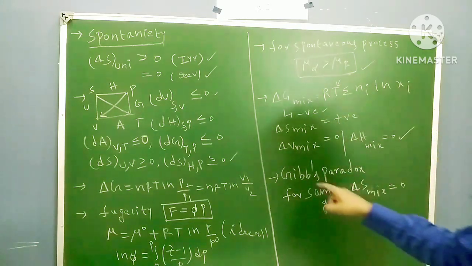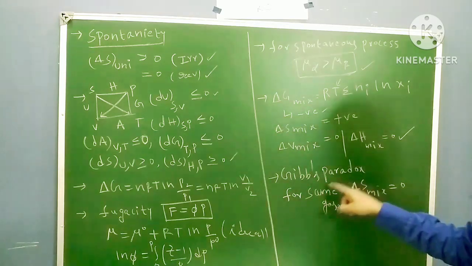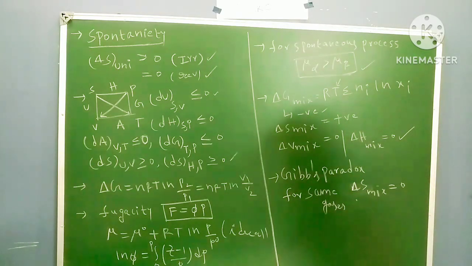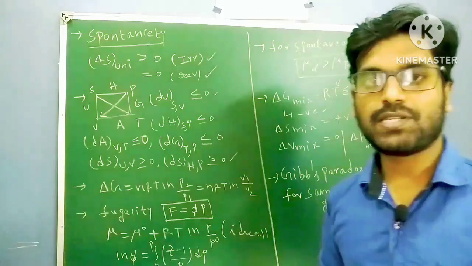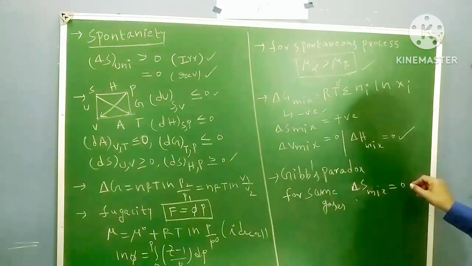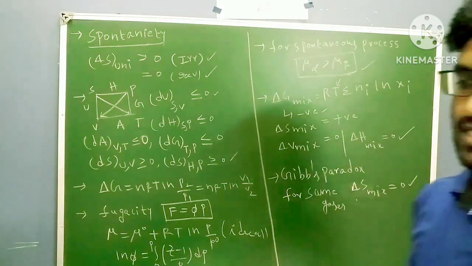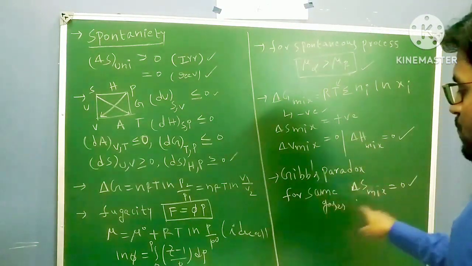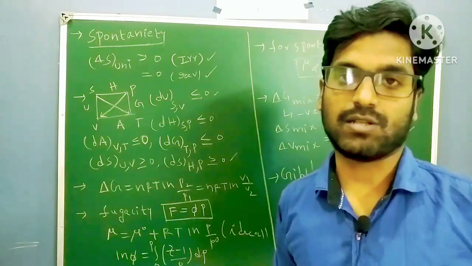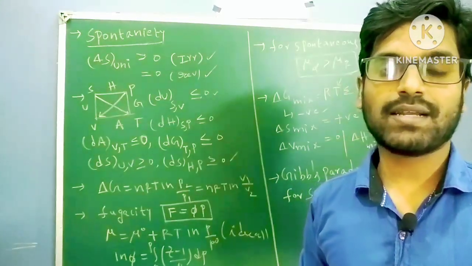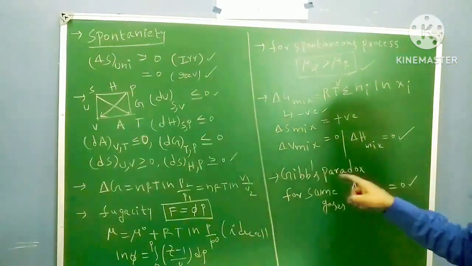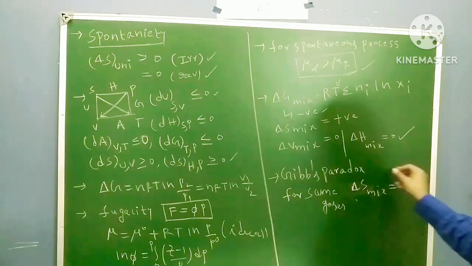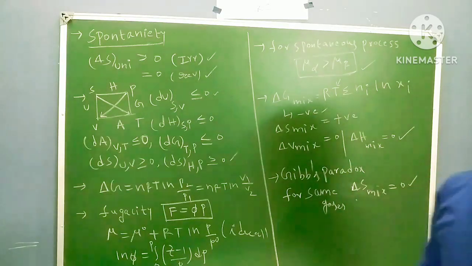This is also important. Last one is the Gibbs paradox. For the same gases, if the gases are the same and you are asked to calculate the entropy change of mixing, then delta S mix is always 0. This is very, very important. Questions on this formula have been asked in GATE also, a number of times, so you have to focus on this formula. So for the same gases, delta S mix equal to 0, right?